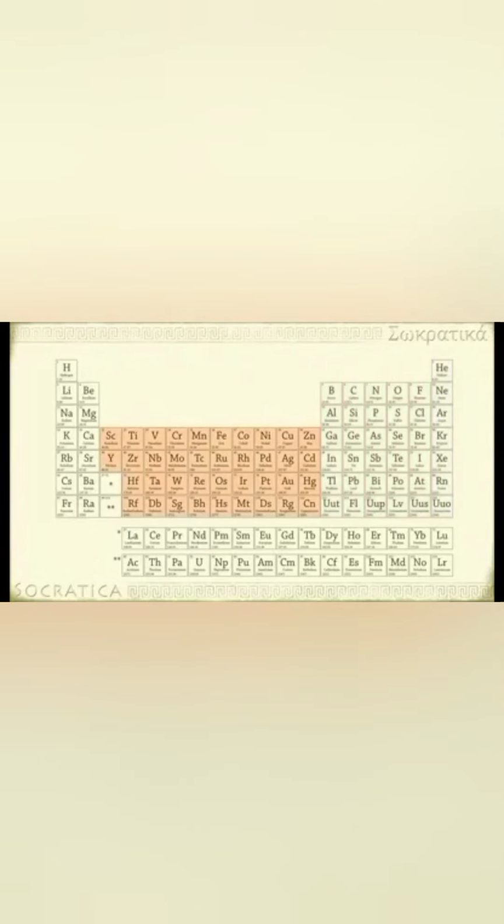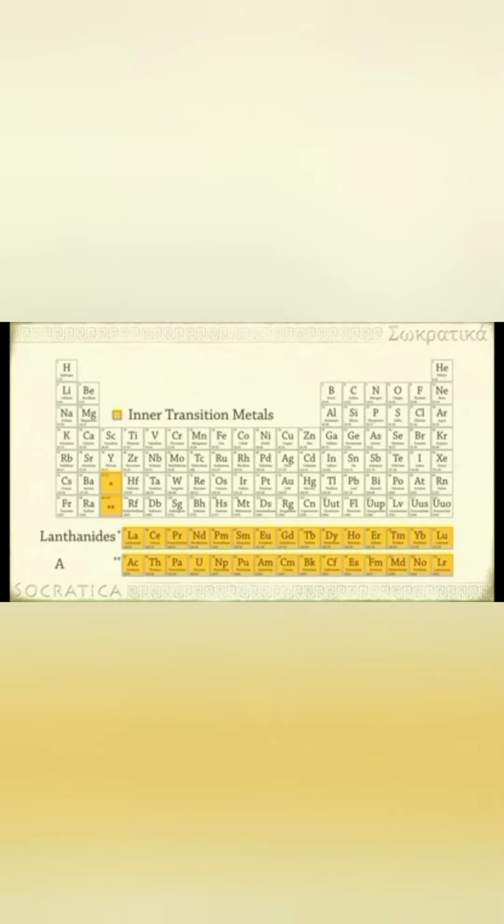In the middle is a block of 10 columns, the transition metals. In these elements, the outermost d orbitals are being filled. The asterisks take you to the bottom of the periodic table, where there are 2 rows of 14 columns. These are the inner transition metals, also known as the lanthanides and actinides. These elements have the outermost f orbitals being filled.